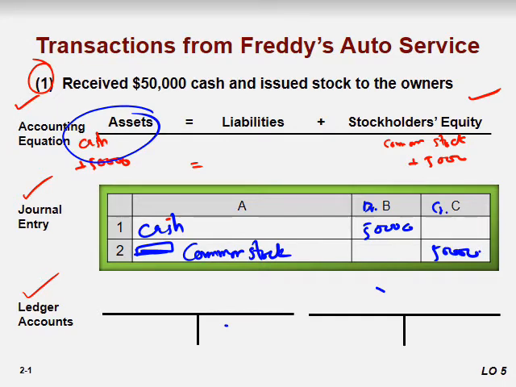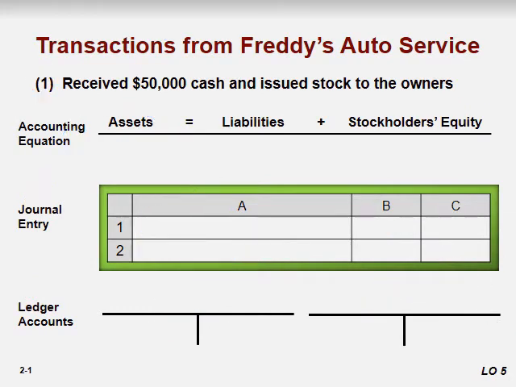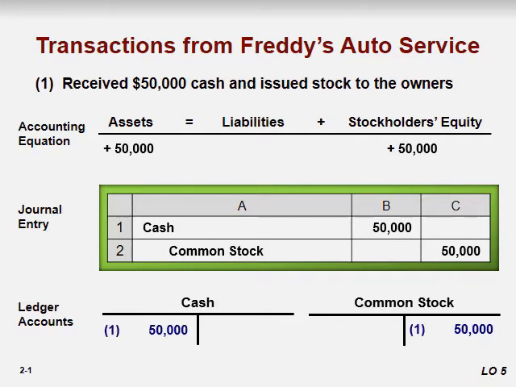Right? And how are we going to post this one? Since there are two accounts, one is cash and one is common stock. Since the cash balance is debited, we write 50,000 here. The stock account is credited, so we write 50,000 here. Right? Let's see the solution here. Understood? If you understand all this, you are in good shape. If you don't understand, please write to us in our WeChat group or our Blackboard discussion forum.